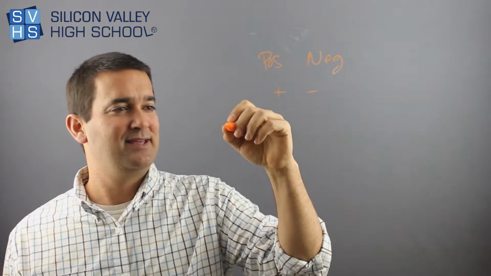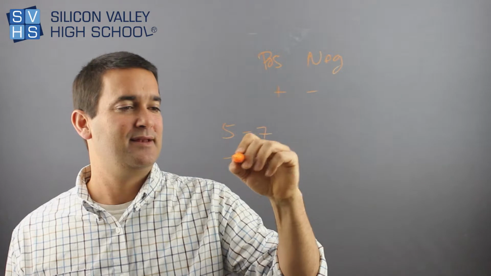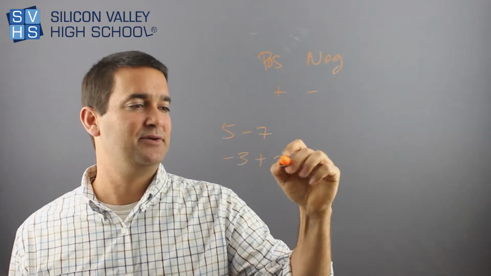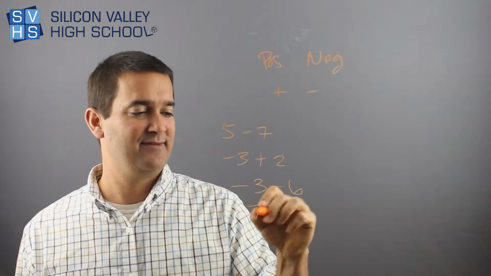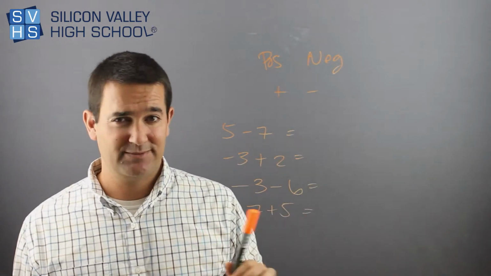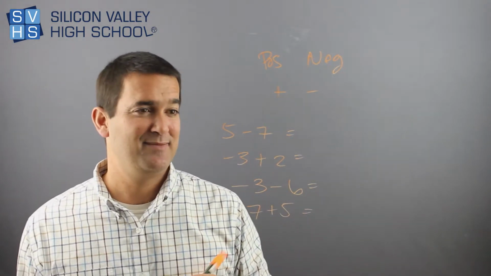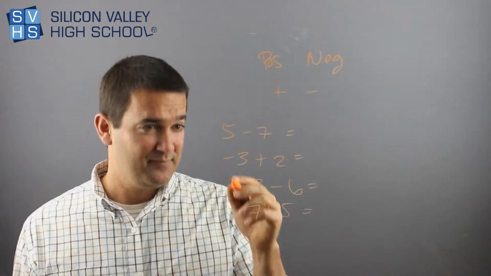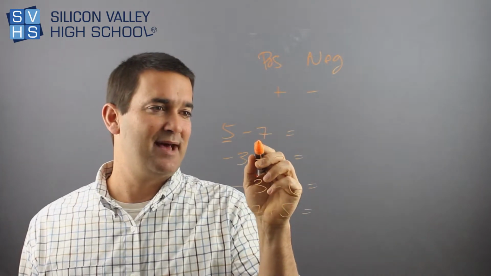So let's say you had a bunch of scenarios. 5 minus 7. Negative 3 plus 2. Negative 3 minus 6. And 7 plus 5. Right? Before you even consider adding or subtracting or doing any math, you have to ask yourself, are they friends or are they enemies? In this case, the 5, this guy is positive. He doesn't have a negative in front of him. And this 7 is absolutely negative.